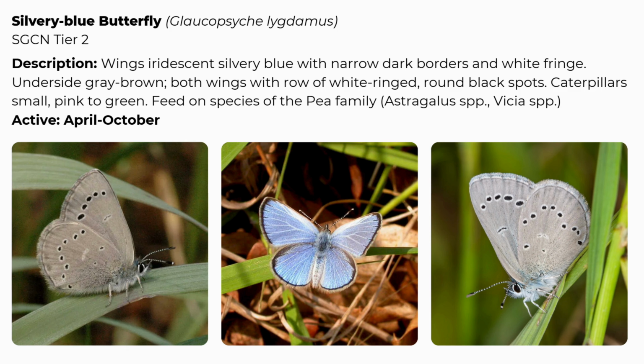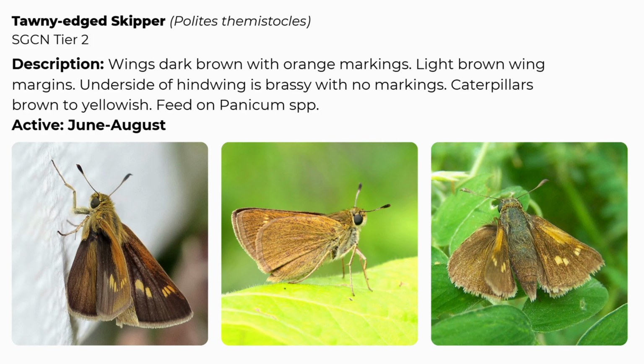The tawny-edged skipper is in our area as well as a tier 2 species. It has somewhat unique markings on the wings that can help identify it. It also feeds on a host of panic grass, is the common name. So we find this in grassy areas mainly, from June through August.